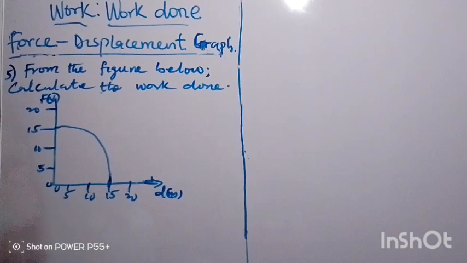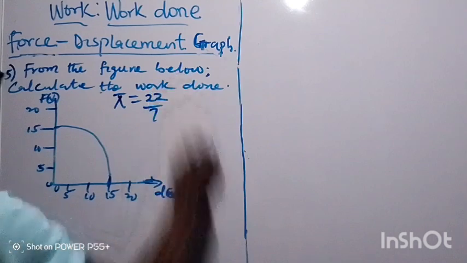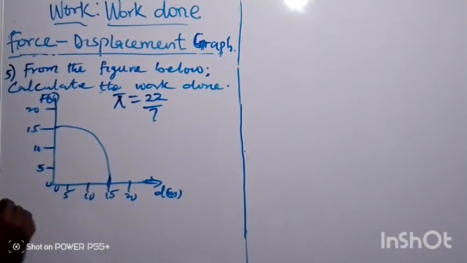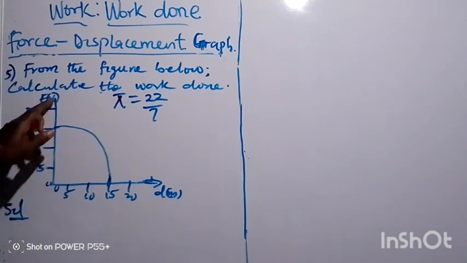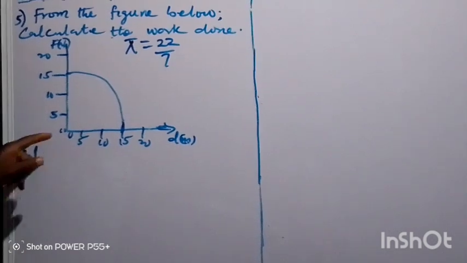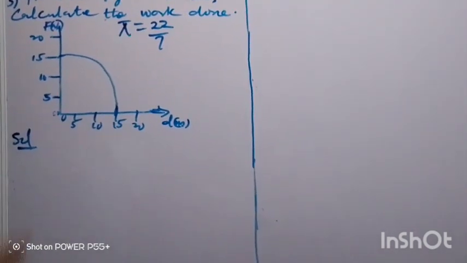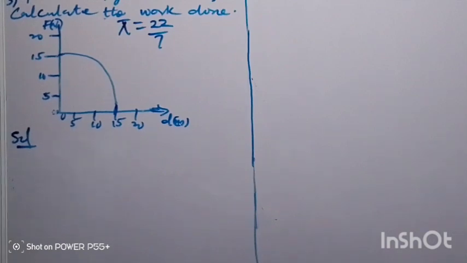Let's take this one as example 5. From the figure below, calculate the work done. Then this one, pi is equal to 22/7. Now, the solution to this one: if you look at this figure now, from here to here is force, and from here to here is displacement. And if you look at it, from here to here is 15, while from here to here also is 15. Relate this one to a mathematics figure. This one will be a quadrant.